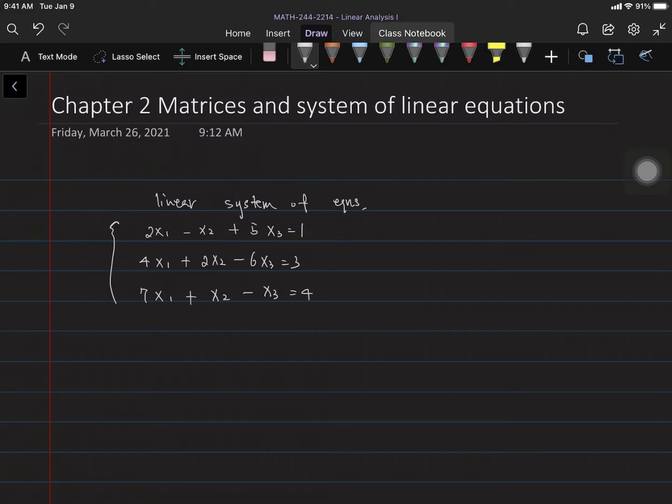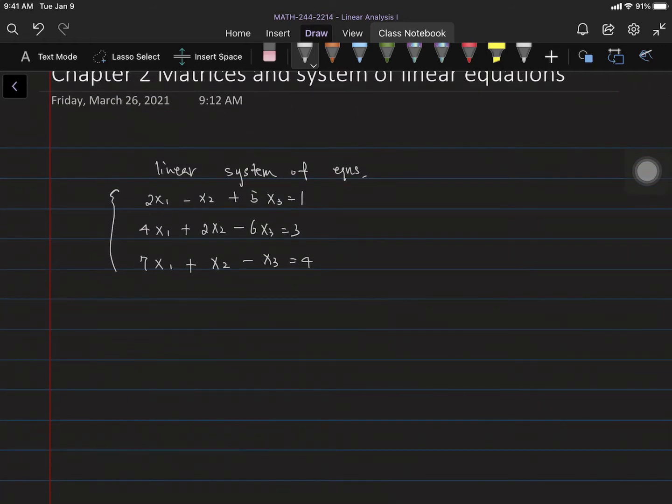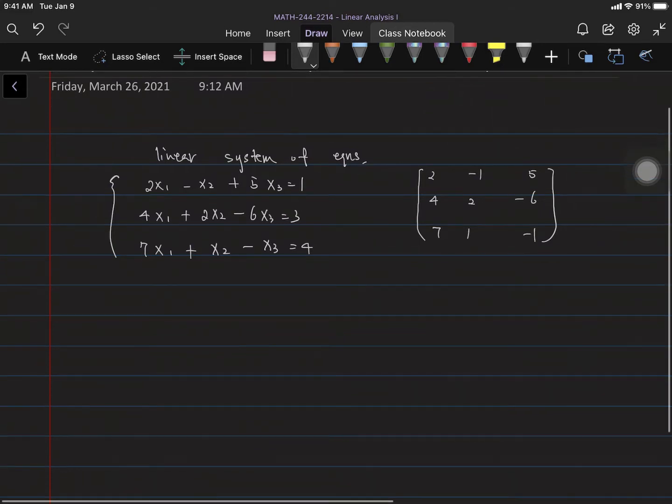And we're going to introduce matrices. By using matrices, we can solve this equation system easily. If we pick all the coefficients out, it looks something like this. That's the coefficient matrix. Something like this, and we call that a matrix. We will learn this in 2.1 for the definition.